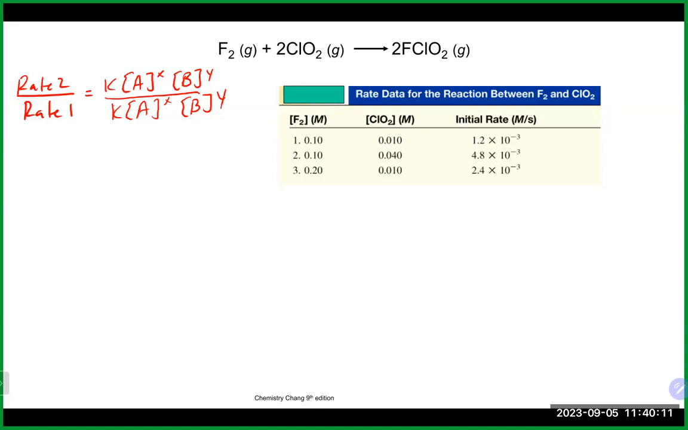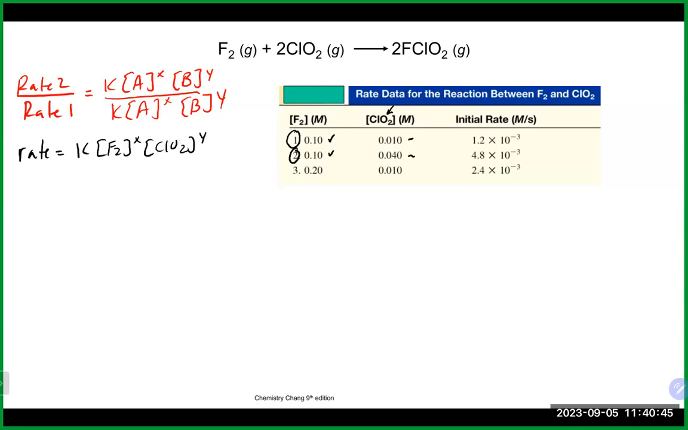So for example, if we look at this table, entry 1 and entry 2, the F2 remains constant, but this one here varies in concentration. So we could use those 2 to help us figure out the order for the reactant that is varying here. If we write the generic rate law for this reaction, it would be rate equals k times [F2]^x times [ClO2]^y. So again, the goal here is to figure out what everything is.